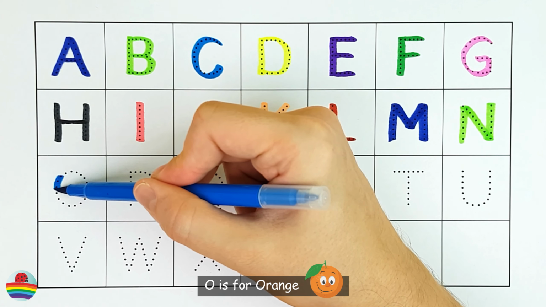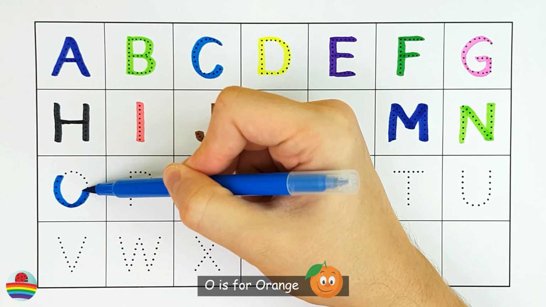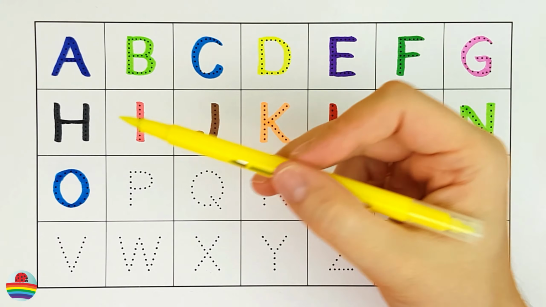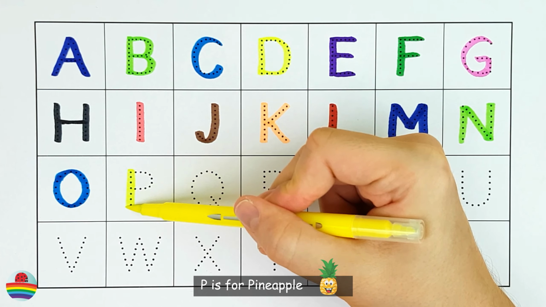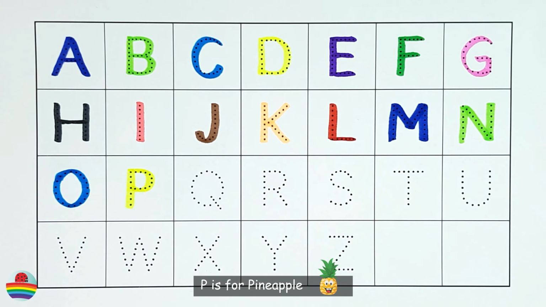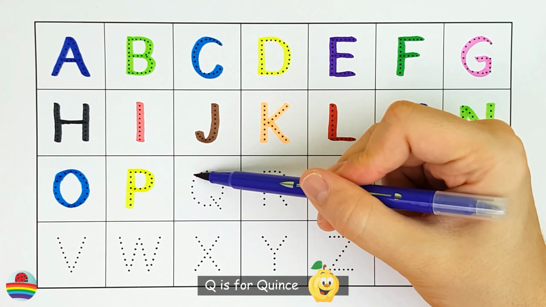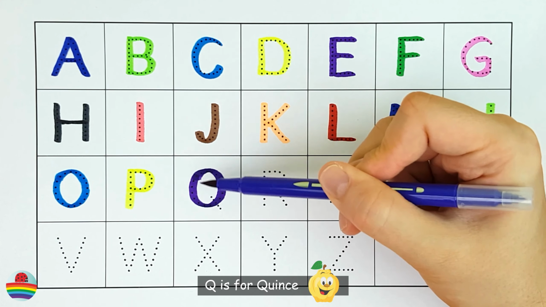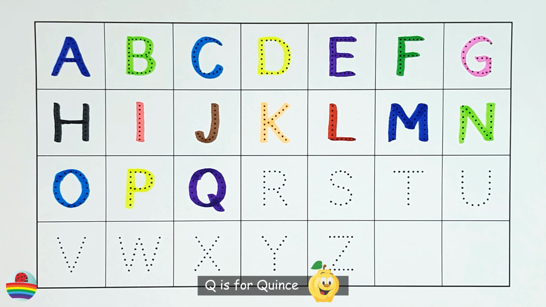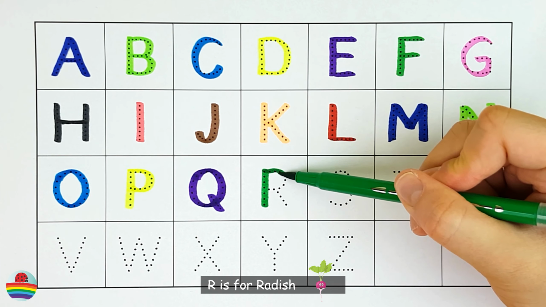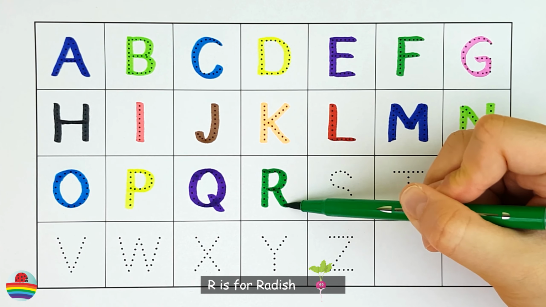O. O is for orange. O. P. P is for pineapple. P. Q. Q is for quince. Q. R. R is for radish. R.